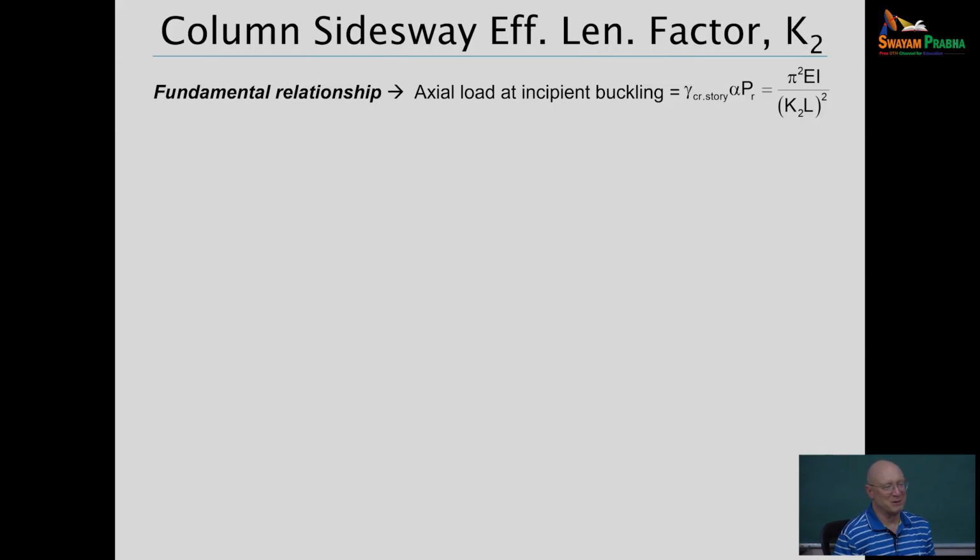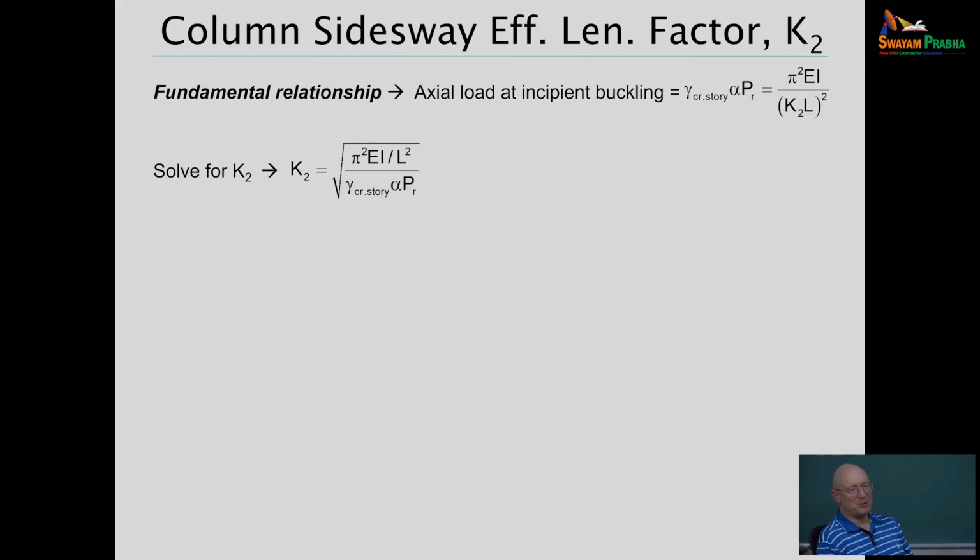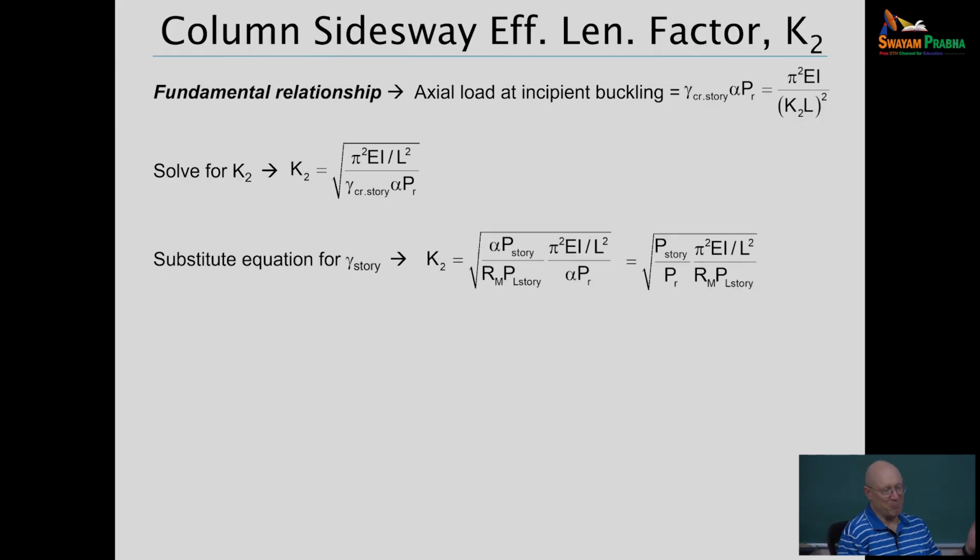and there are 1,001 different ways, different tools, charts, and equations that you can use to estimate that load. Gamma critical story times alpha PR, that's your load in the column at buckling. All right, let's equate that to pi squared EI divided by K2 L squared. I left off the star here because when we talk about effective length, that's usually the effective length method. Solve for K2. Any tool that you use, that's what you're doing. It's just that it may work differently than that.